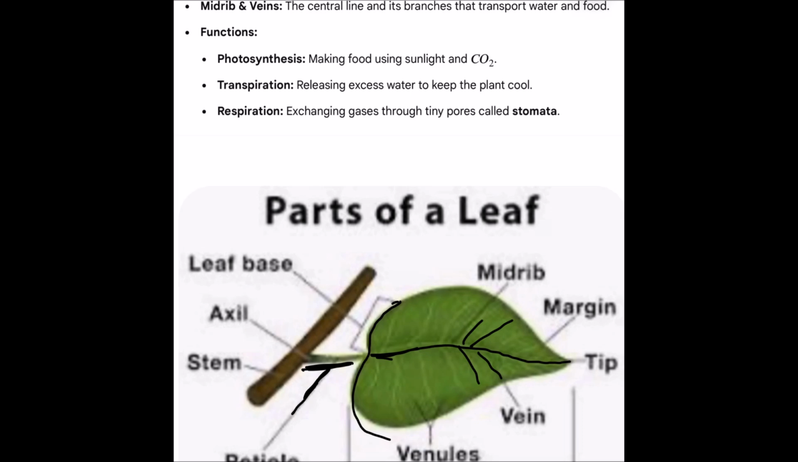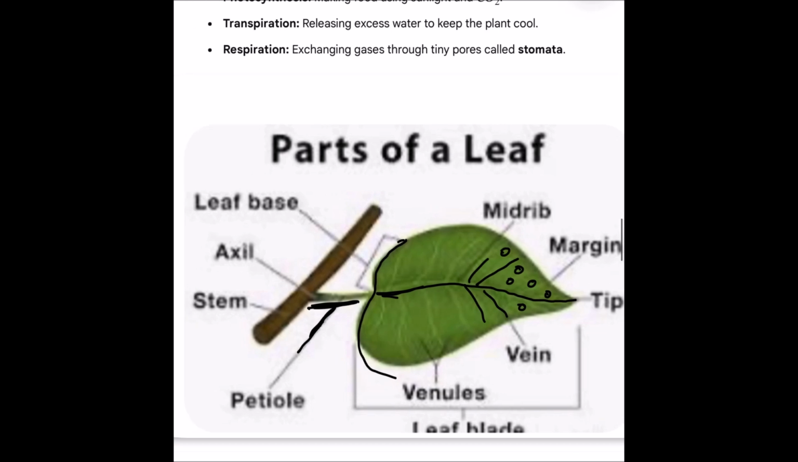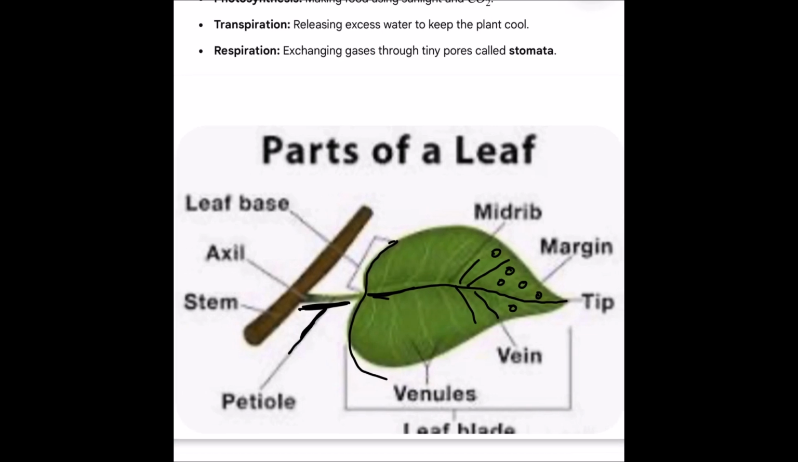Next one is respiration. This is the exchanging of gases through tiny pores in the leaf called stomata. So there are tiny pores on the leaf. These are called stomata. So here you can see the diagram of the leaf, which is here it is the axil. This is the stem. The petiole attaches the leaf to the stem. This is also called leaf base. These are the different parts of the leaf shown in the picture.